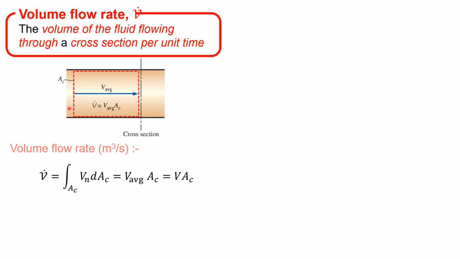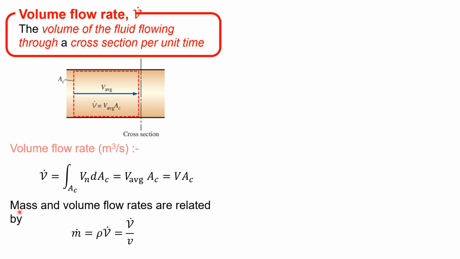So let's say this is the volume. This is the area that you want to investigate. So you have a cross section here, and you have a volume here. How much volume is passing through this cross section in 1 second or 1 minute? So this is the formula that we can use: V dot equals average velocity times cross section area, so V A c.